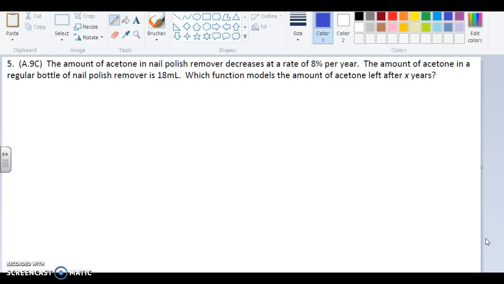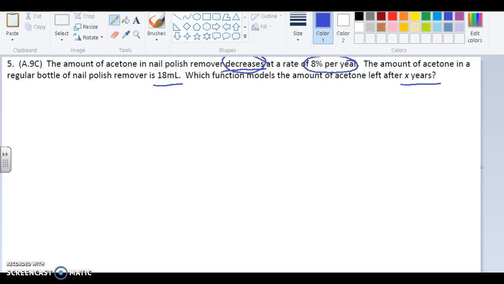So the amount of acetone in nail polish remover decreases at a rate of 8% per year. And it says the amount of acetone in a regular bottle of nail polish remover is 18 milliliters. So which function models the amount of acetone left after x years? So guys, if we see this word decreases, that means we're going to be dealing with the decay function.